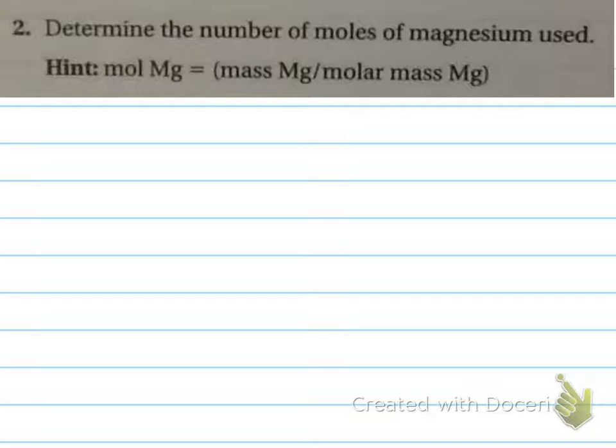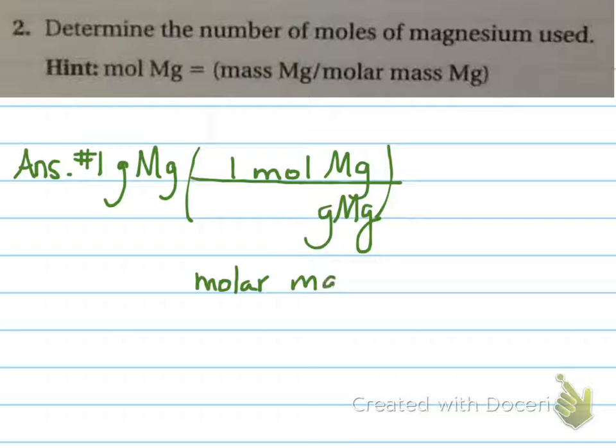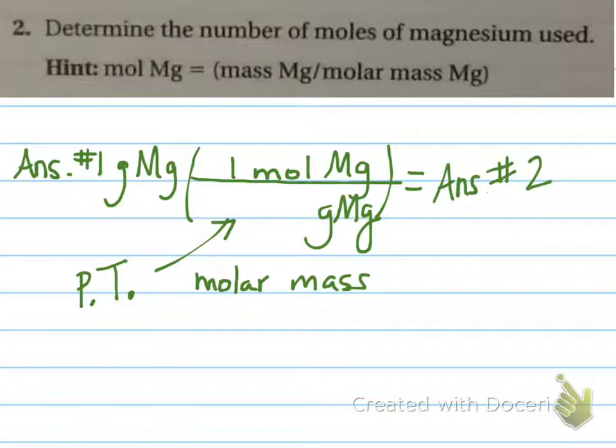Number 2, determine the number of moles of magnesium used. So you're going to use your answer from number 1, the grams of magnesium. Grams of magnesium have to go on the bottom. Moles of magnesium go on the top. This is your molar mass. Remember, this number is going to come from our periodic table, the mass for magnesium. And when you do that calculation, you're going to get your answer to number 2, which is in units of moles of magnesium, right? Because your grams of magnesium have crossed out.